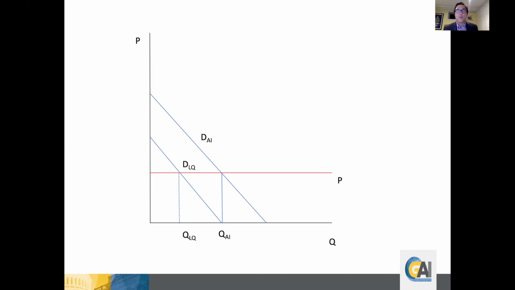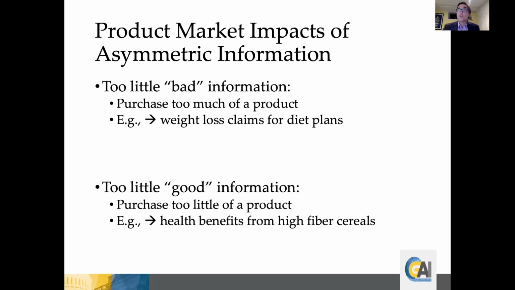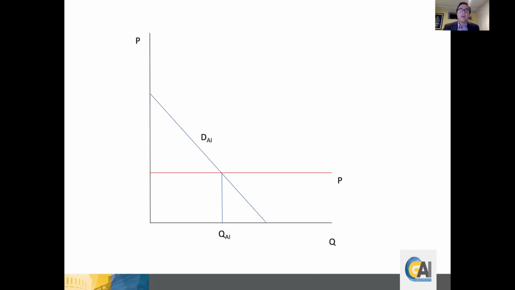So what does this mean from a welfare perspective? How are consumers harmed? Well, every consumer from Q_LQ to Q_AI is purchasing the good at price P, but their value, as shown on the demand curve, is less than price P. So this triangle here is deadweight loss. It's loss from overconsumption, where the marginal value is actually less than the price they have to pay. These consumers in a world of truth would not purchase this.